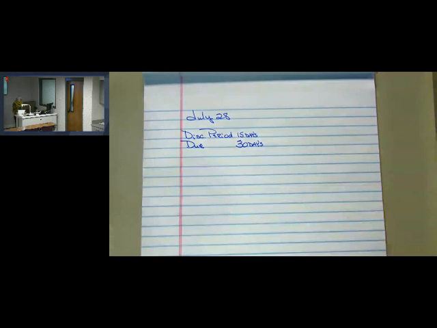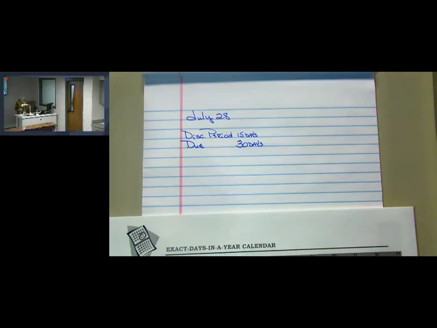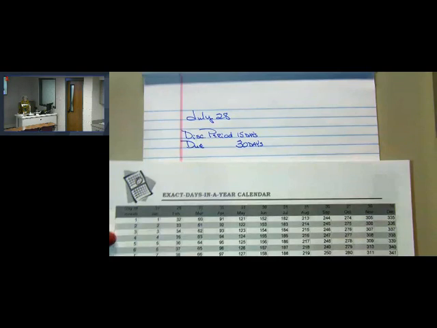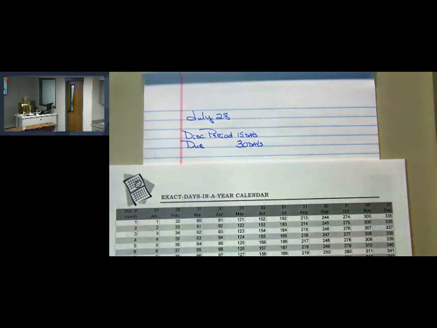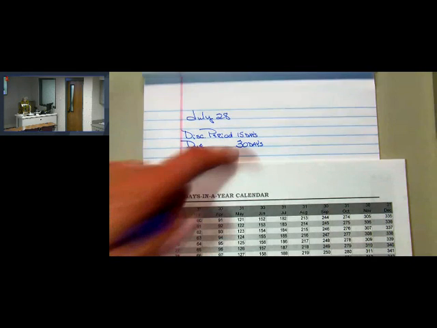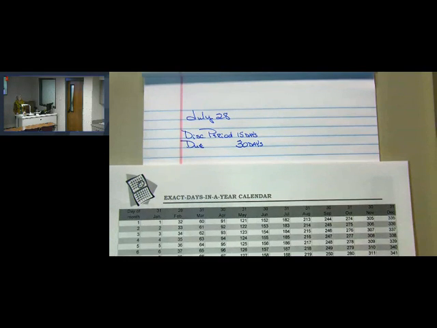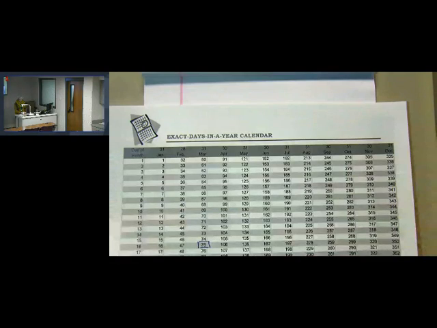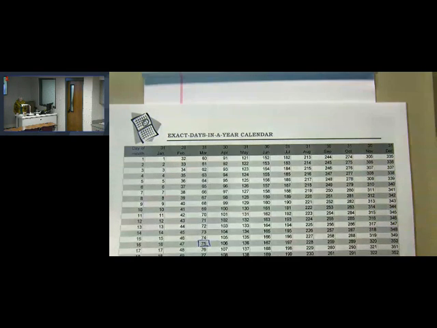So when you're trying to figure out, oh man, did you get that payment in time for the discount period? I don't know. What day did that payment come through? You can use this exact days in a year calendar to quickly know, was that payment submitted within the discount period? Was it submitted within the 15 days? Or was it submitted within the 30 days? So here's how this exact days in the year calendar works. All right, every day of the year has a number.